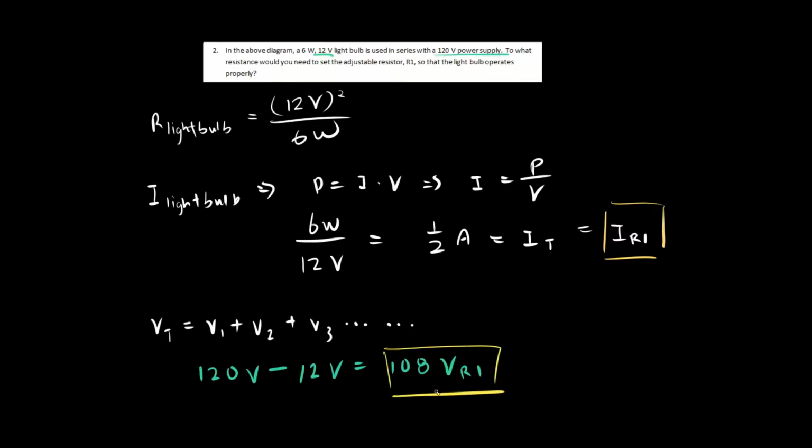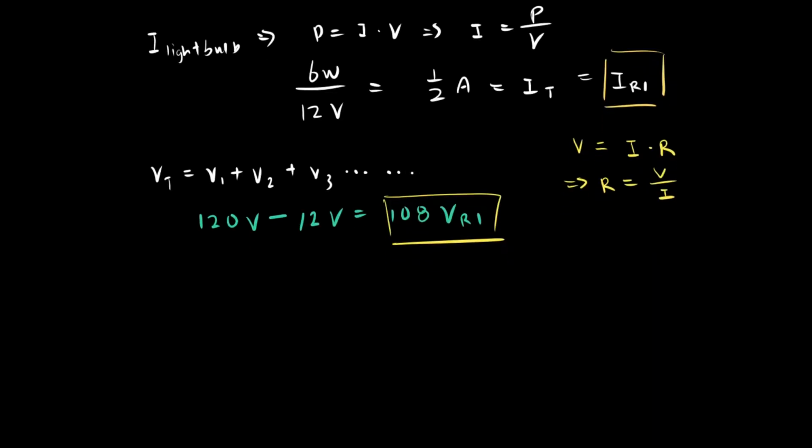So now we have both the voltage and the current of our adjustable resistor. So now we can use the formula V equals I times R and rearrange this to be R is equal to V divided by I.